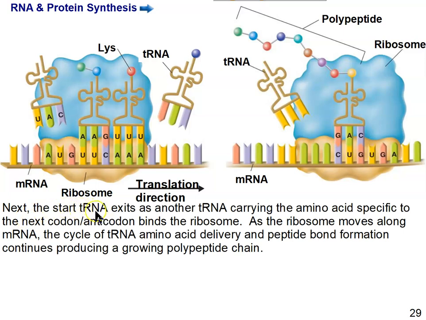Next, the start transfer RNA exits as another transfer RNA carrying the amino acid specific to the next codon/anticodon binds the ribosome. So when the ribosome translocates, and now we have a ribosome that's wide enough for all 3 transfer RNA binding sites. So we got the A and the P and the E, and the E stands for exit. So when the ribosome translocates 1 codon downstream, the first transfer RNA, the one that has the anticodon that matches up with the start codon, is no longer bound, and it leaves.